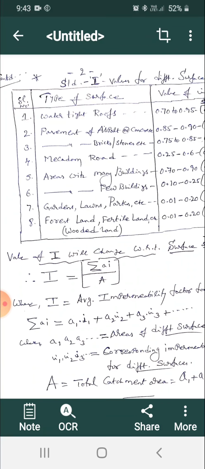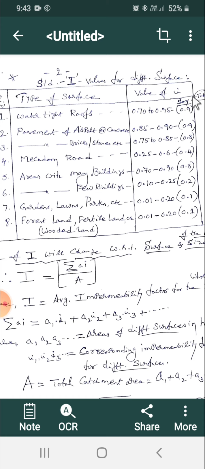The first one is watertight roofs. For watertight roofs, the value of I is 0.7 to 0.95. Say it is 0.9. They are given the values as a range depending upon the type of roof. Depending upon the type of roof, it varies from 0.7 to 0.9. Please remember it.